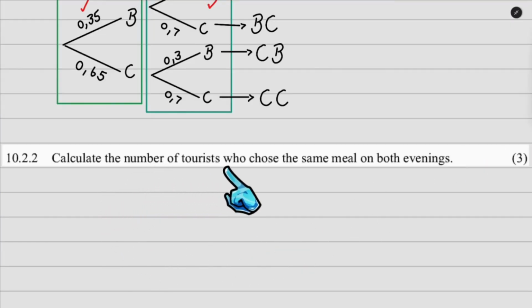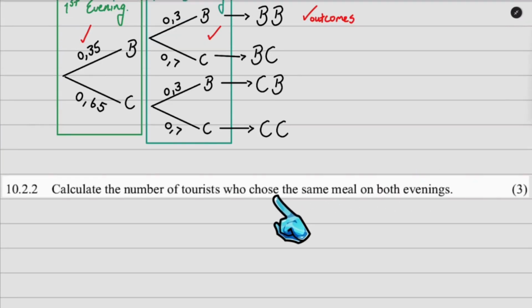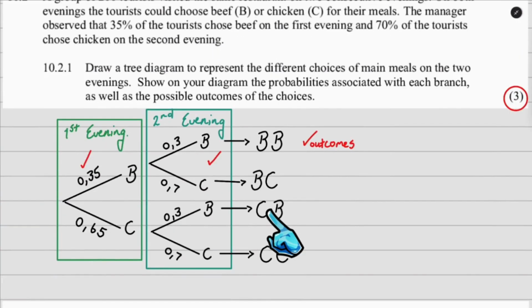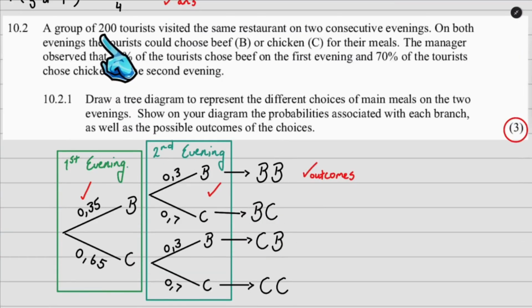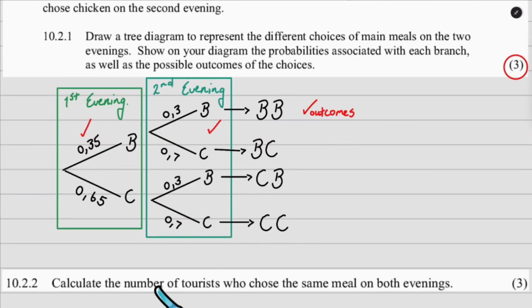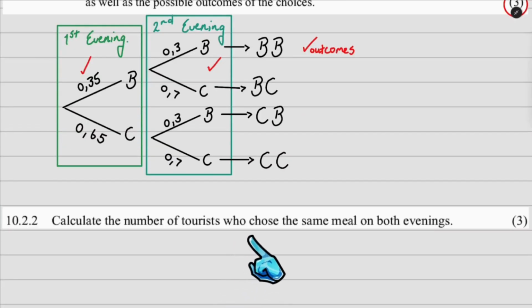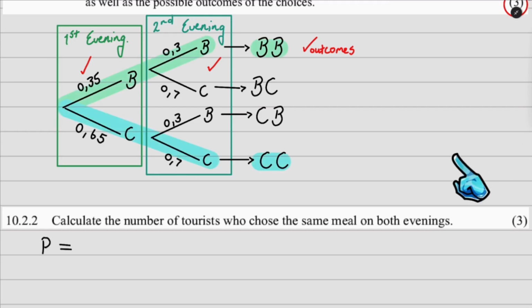Now we need to calculate the number of tourists who chose the same meals on both evenings. So I'm going to get a percentage of the tourists, and then once I get that percentage, I'm going to multiply it by the 200 people to find out the number of tourists. So to get the percentage of people who chose the same meal on both evenings, I've got to follow this branch, beef beef, and I've got to follow this branch, chicken chicken. And then to start this off, I'm going to say P equals, the probability equals. And if I go down this branch, I've got to multiply these two numbers. So it's going to be this one times this one.